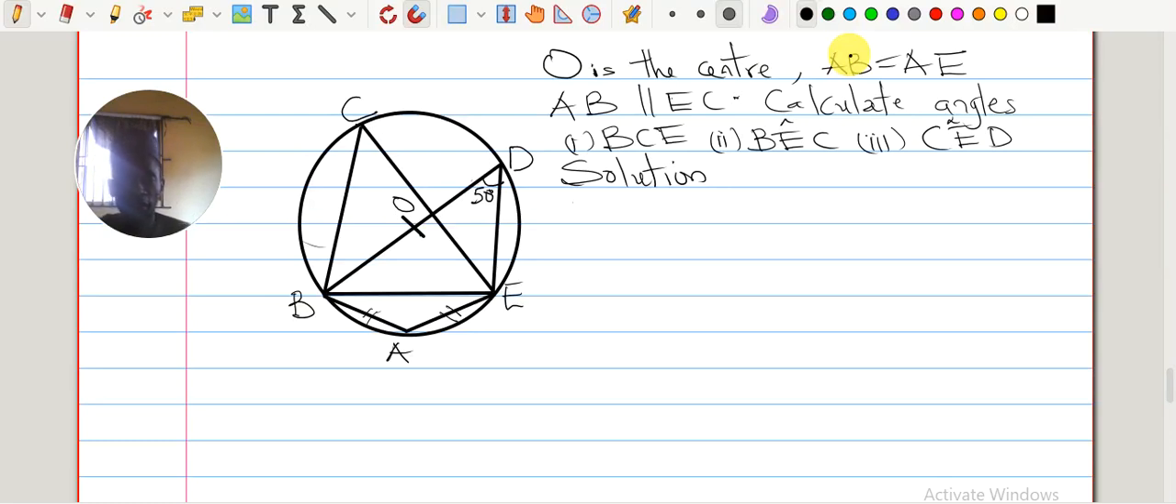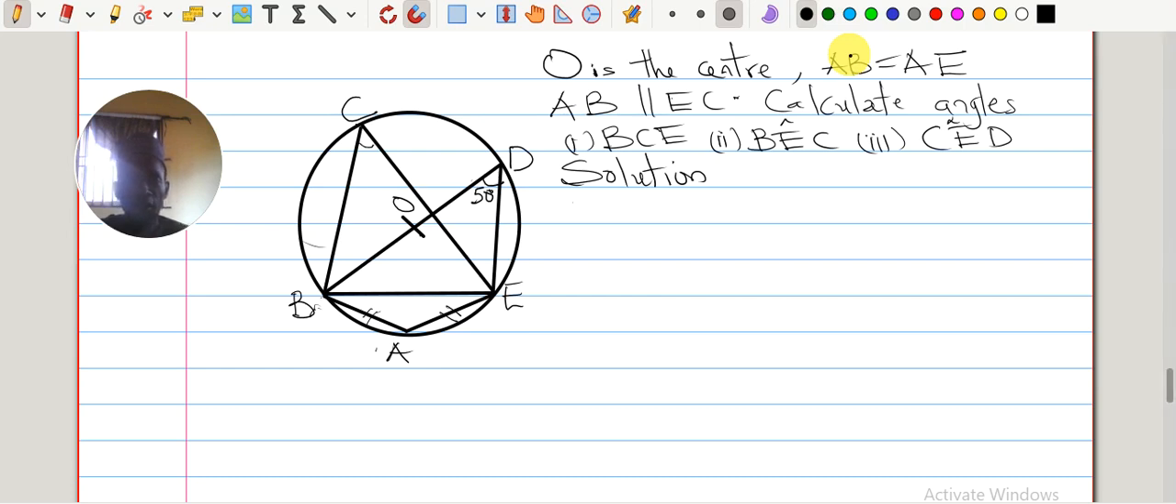So let us solve this geometric question. We have O in the center of the circle. This is my O, and AB is equal to AE. It means for an isosceles triangle, the base angles are equal, right? Then AB, from here to here, is parallel to EC. Take note. The question now says calculate the angle BCE.